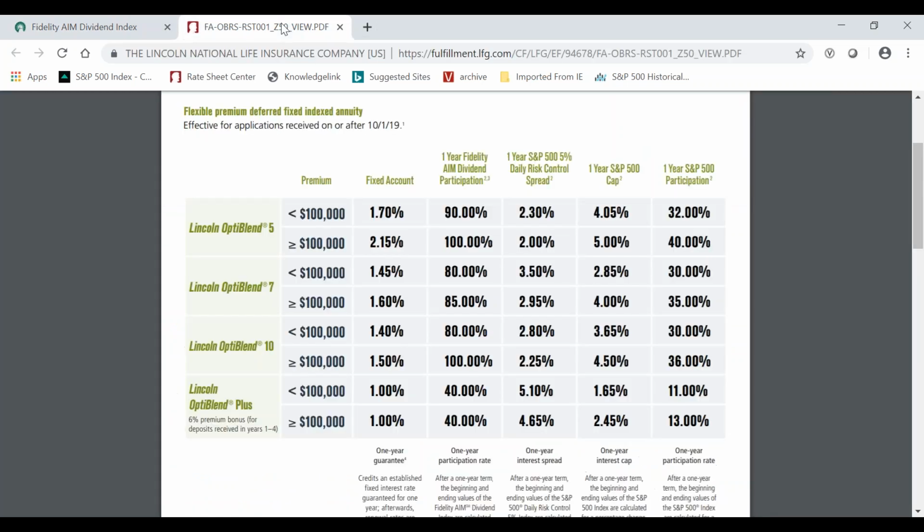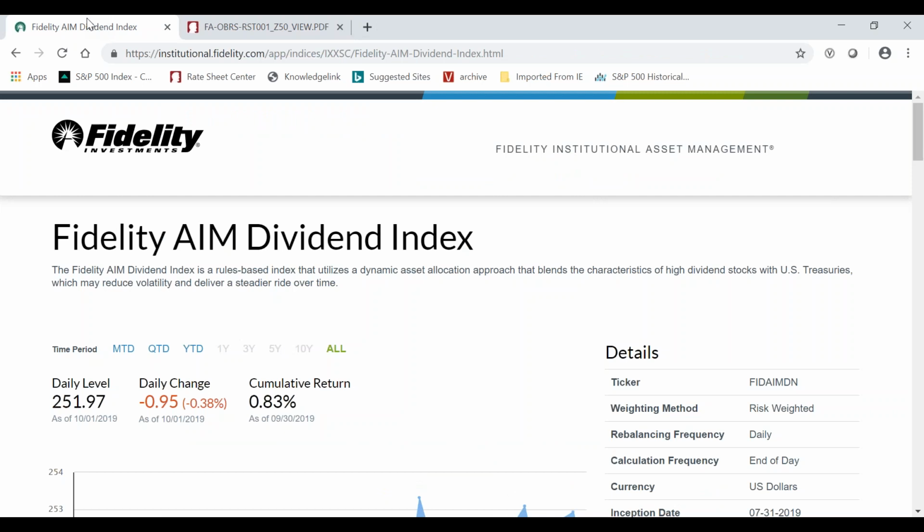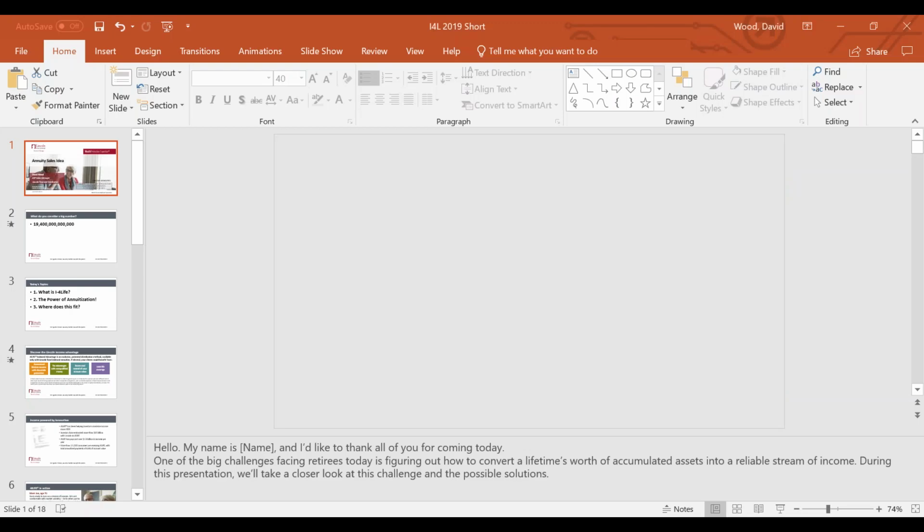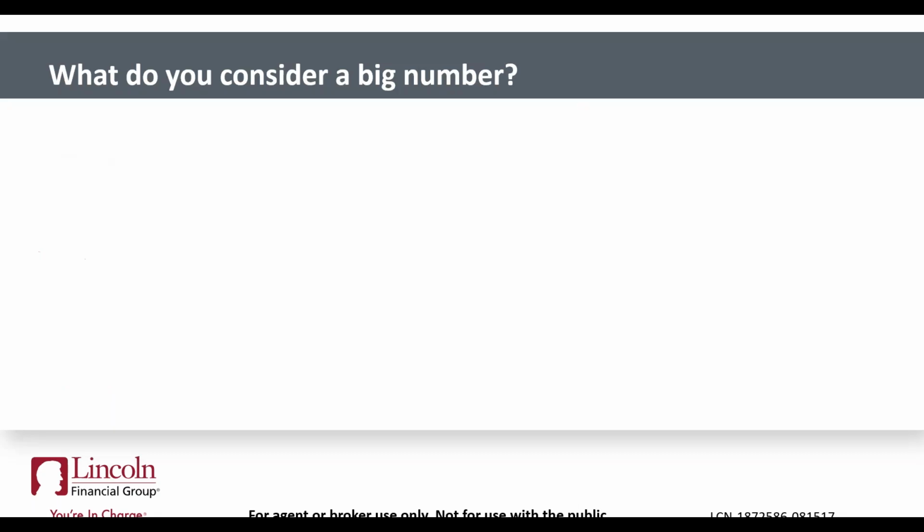Again, before we jump into I4Life, the chassis is an index annuity, the OptiBlend series. Today, specifically the 10-year, and the new strategy we have, the Fidelity AIM Dividend Index. For more information on OptiBlend or the strategy, definitely reach out to Core, or you can reach out to the team at Lincoln. Great stuff there. Again, that's about accumulation and strategies. What we want to talk about today, though, is I4Life.